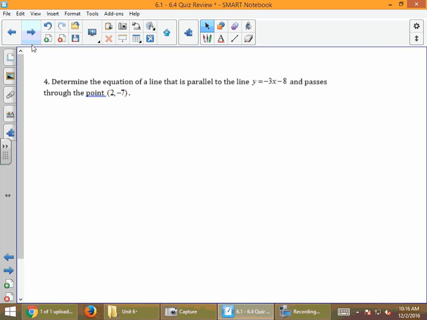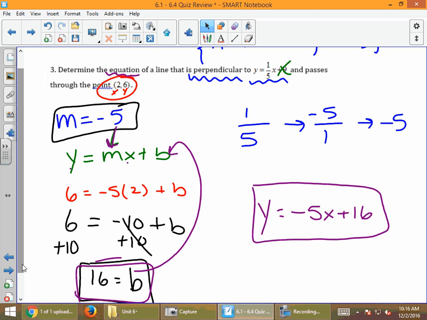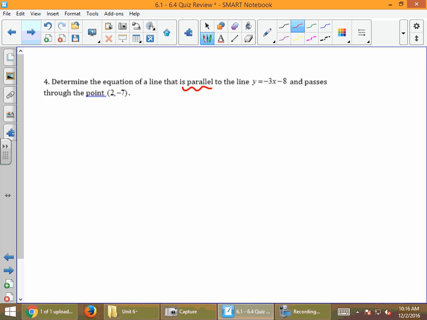So, determine the equation of a line that is parallel to the line y equals negative 3x minus 8. What do we know about the slopes of parallel lines? They're exactly the same. So whenever you see the word parallel, you know it's the same slope. So the slope is not going to change at all. So what's the slope of that original equation? So what's the slope of our new equation going to be? Negative 3. We know this is the slope because it's what's in front of the x.